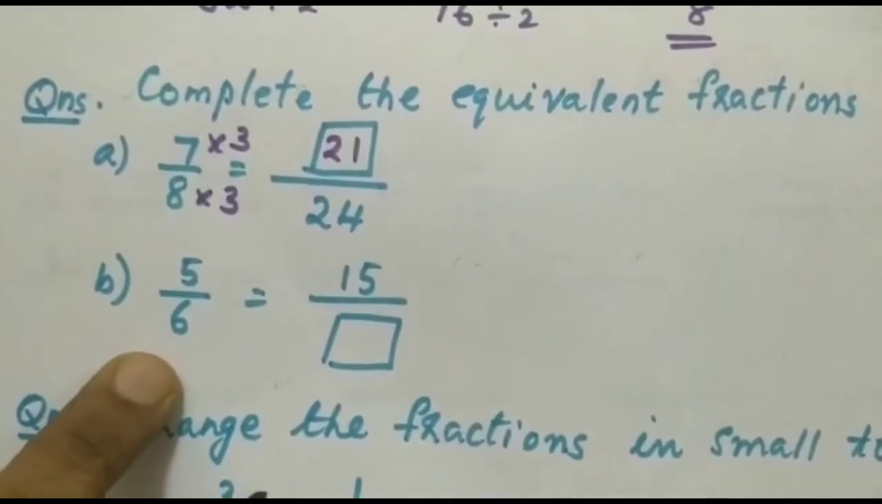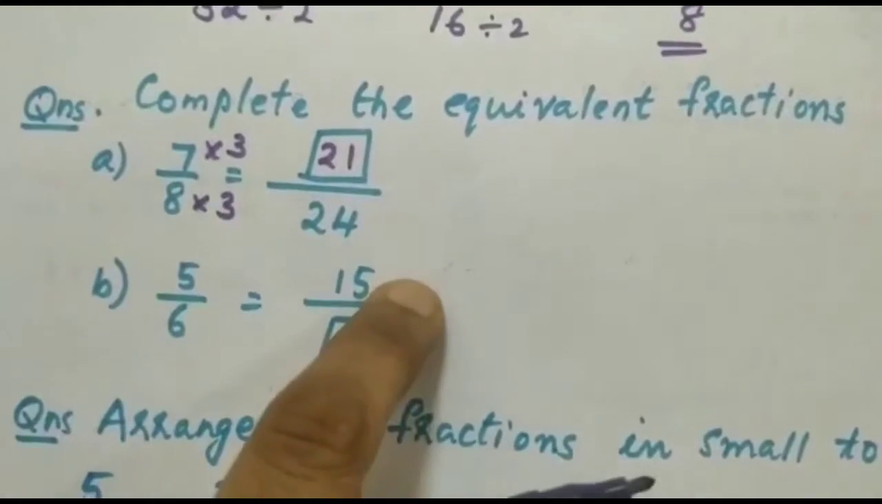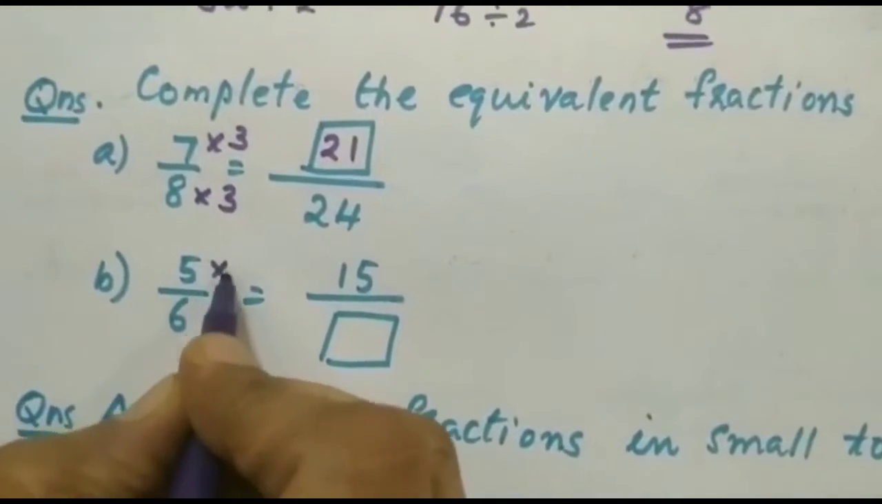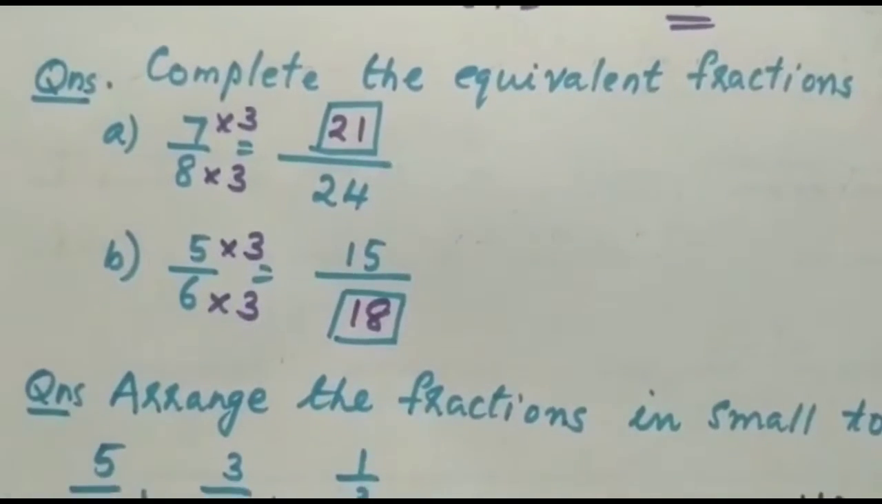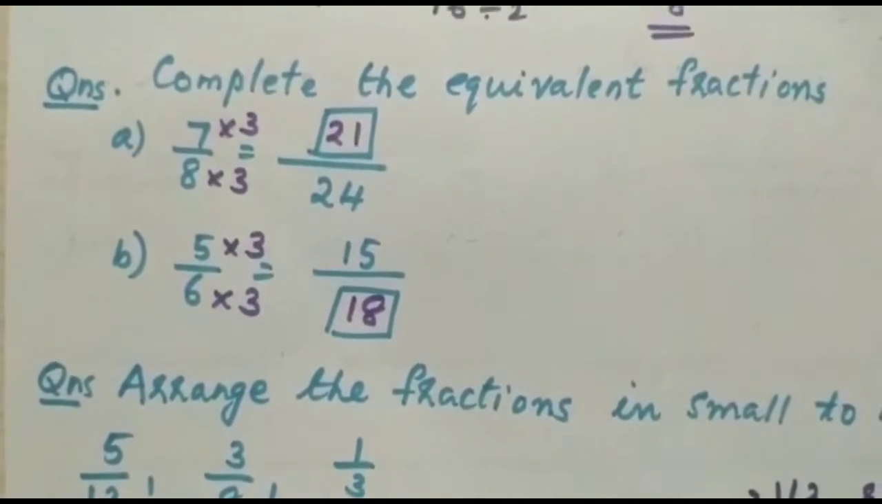Question number 2 is 5 by 6. 5 changed to 15. Which number was multiplied by 5? The same number must be multiplied by the denominator also. The answer is 18. This is the way we can fill in the fractions.